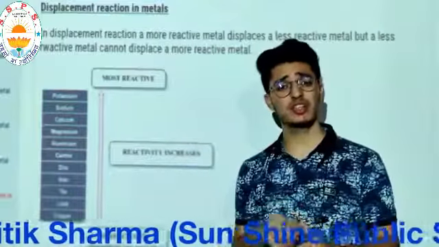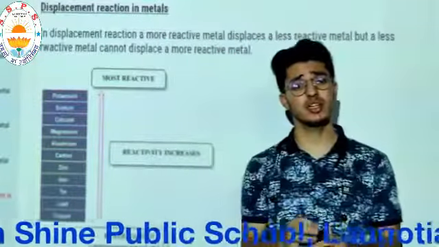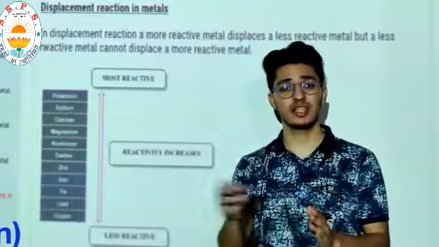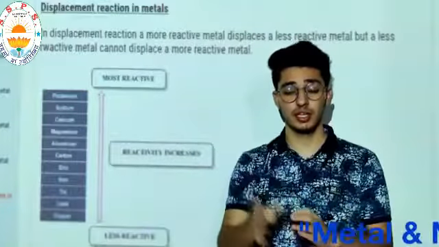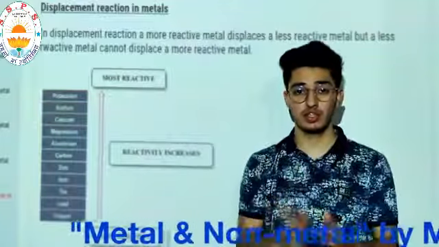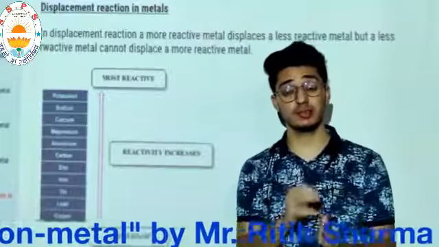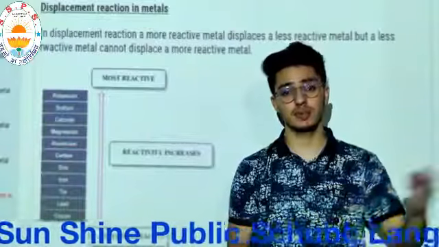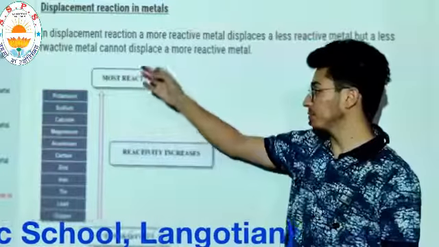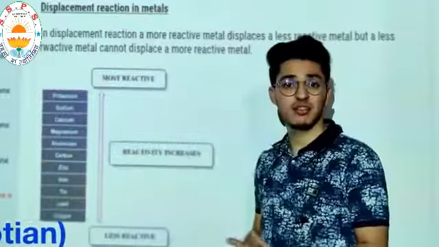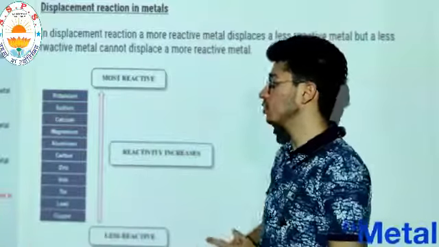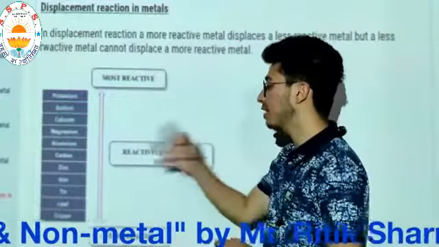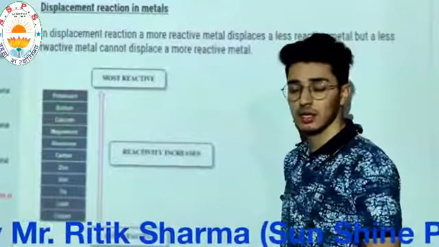What a displacement reaction is? A displacement reaction is that reaction in which a more reactive element displaces a less active element. But here, displacement reactions in metal. So here a more reactive metal displaces a less reactive metal, but a less reactive metal cannot displace a more reactive metal. We all know about this reactivity series. We have potassium on the top, followed by sodium, calcium, magnesium, aluminium and so on.